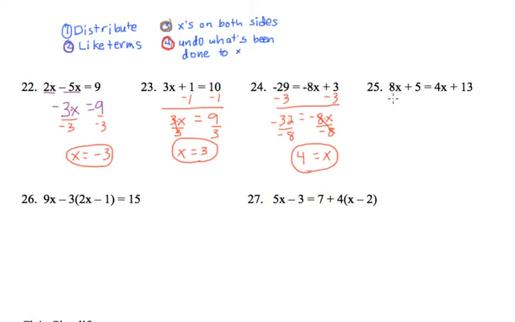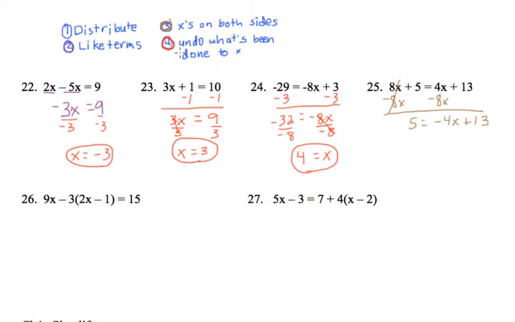So I can either subtract 8x from both sides. I'll do that. I could also have subtracted 4x from both sides to move that 4x over to the other side. What that does is 8x minus 8x is nothing, so that's gone. So I've got now 5 equals negative 4x plus 13.